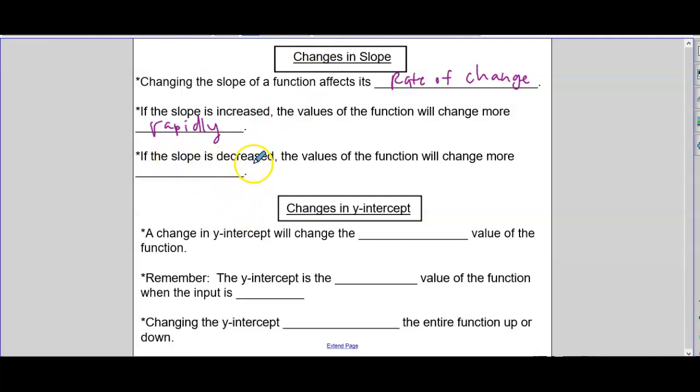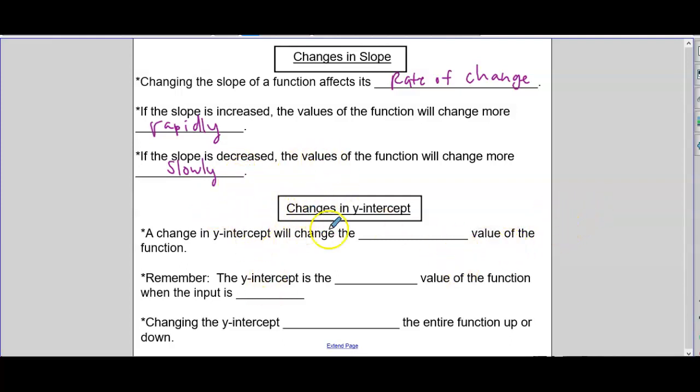If the slope is decreased, then the opposite of that, right, the values of the function will change more slowly. They're not as rapid, right? Up 1 over 6 is different than going up 6 over 1. So if the slope is decreased, whether negative or positive, you're going to see the values of the function changing more slowly. They're not going to be as rapid movements, okay? And it's a flatter line when we graph it, if the slope is decreased, okay?